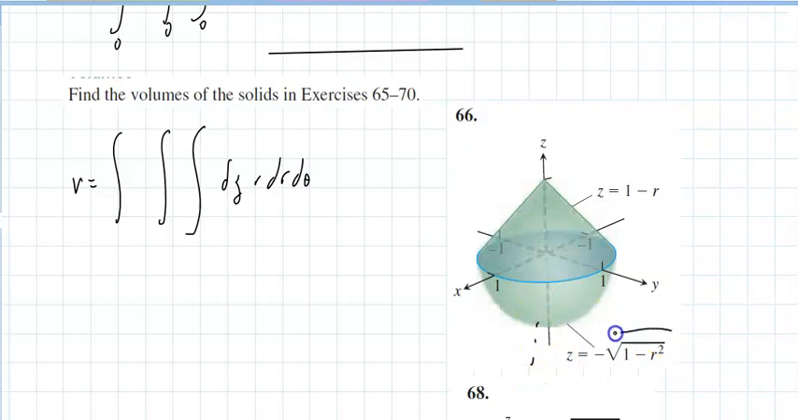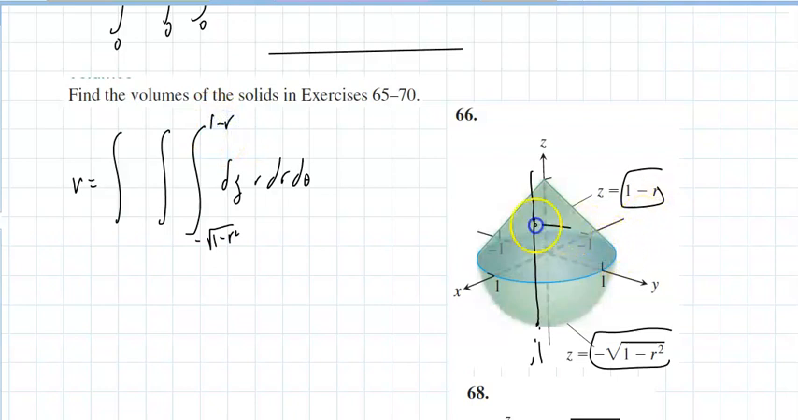Z runs from negative the square root of 1 minus r squared, and it terminates out of z equals 1 minus r. That's very simple. And I already see, they already labeled this for me. It's a circle, 0 to 2 pi, and r equals 0 to 1. Now, they use symmetry a lot in those, and it helps a lot, really. So they would go 1/4 of that, and they multiply it by 4, but you really don't have to do any of that.